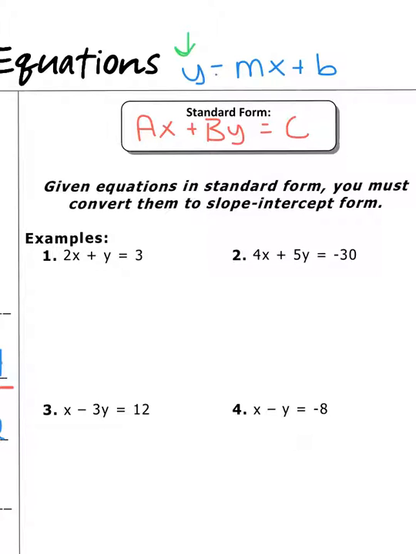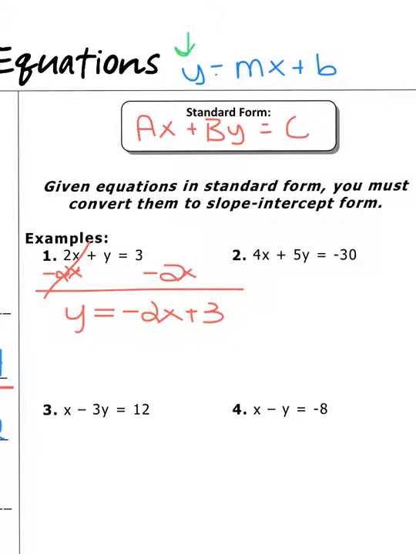So looking at number 1, we have 2x plus y equals 3. So the first thing that we want to do is move this 2x to the other side. Okay, so to do that, we're just going to subtract 2x on both sides. So 2x minus 2x cancels out, so we bring down the y. I'm going to go ahead and write negative 2x here plus 3. Okay, so if we look, that looks a lot like our slope-intercept, right? We have y equals mx plus b, or negative 2x plus 3. Okay, so that one is done. We have our answer.